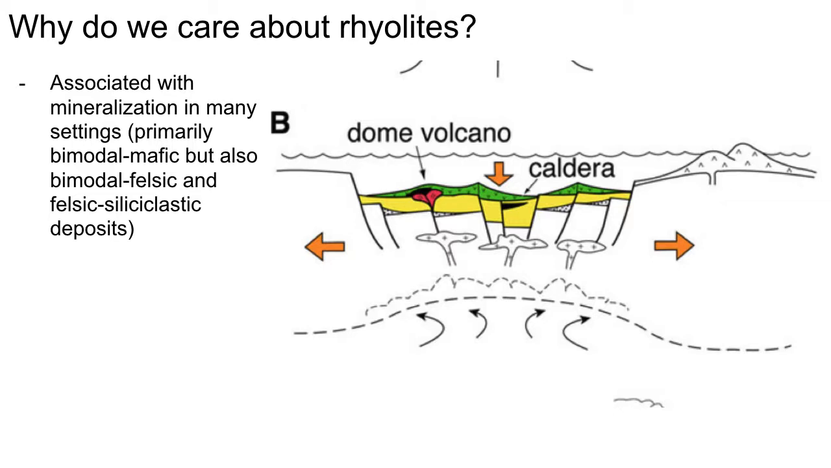So why do we care about rhyolites? They tend to be associated with mineralization in many settings, primarily with our bimodal mafic deposits, but also with bimodal felsic and felsic siliciclastic deposits. And this here is a diagram of the bimodal mafic deposit that occurs at Noranda in Quebec, Canada. You can see in red rhyolitic lavas piling up around a vent, producing a mound-shaped structure called a lava dome. And on top of that lava dome is a thin mineralized layer.